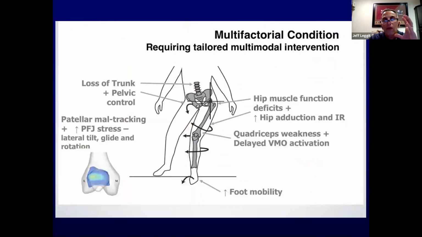And again, if pictures help you better, so this is multifactorial. You need to think of the hip, the knee, the foot, and the different stresses that you're having there. And those are what you need to work with.